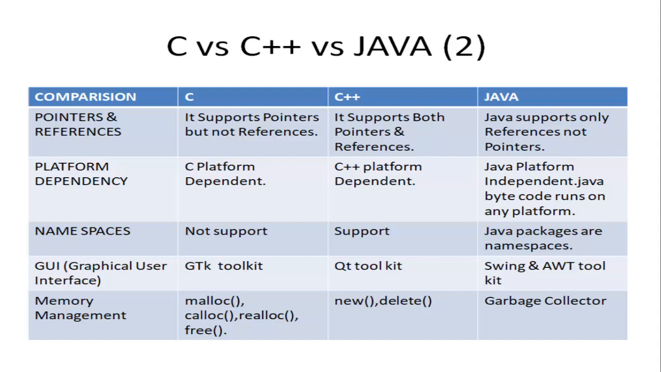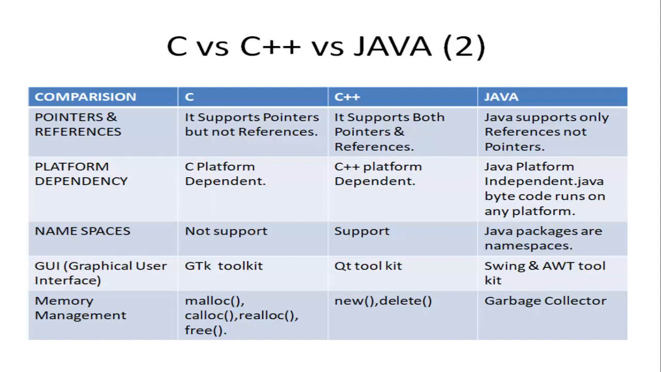Platform dependency. C is platform dependent, meaning that the code or application will run under one operating system. C++ is also platform dependent. Java is platform independent because the Java compiler converts the source code to bytecode, which is an intermediate language. Bytecode can be executed on any platform using JVM, Java Virtual Machine.